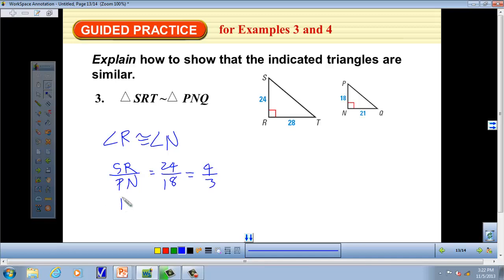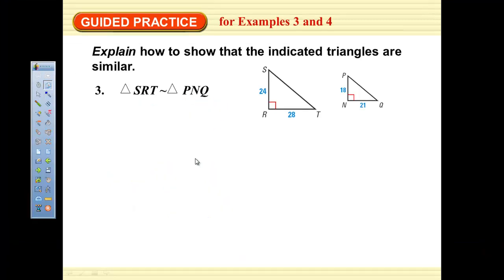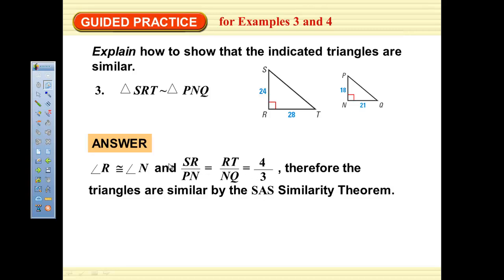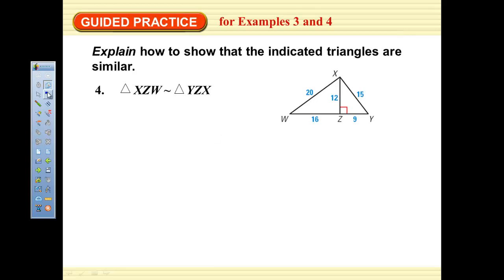Then we want to look at RT and compare that to NQ. That gives us 28 to 21. Both of those are divisible by 7. Again gives us 4 to 3. So we've got our side angle side here. We can state that these two triangles are similar by side angle side triangle similarity. Those are both 4 over 3. Those angles are congruent. Side angle side similarity. One more, I think.